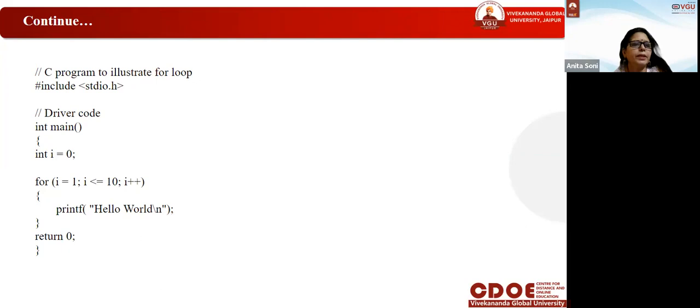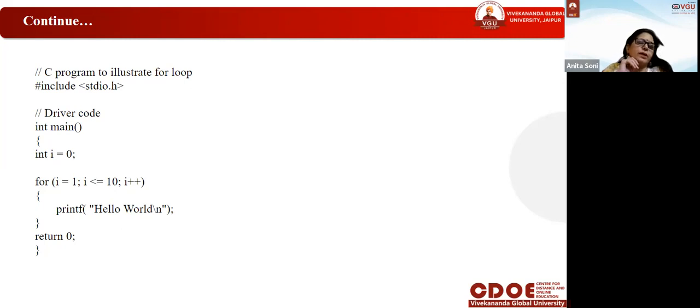Inside main, you have a variable i. You have initialized it to 0. It's a local variable. Then inside the loop, you are initializing i with 1. Then you are testing the loop for 10 times and you are incrementing the loop by 1. i plus plus is an increment operator. It will increase the value of i by 1 every time.